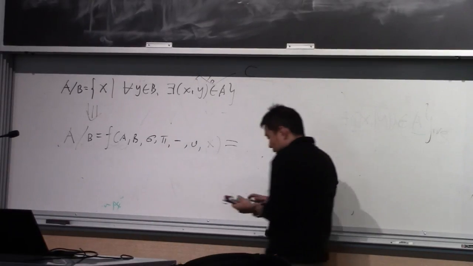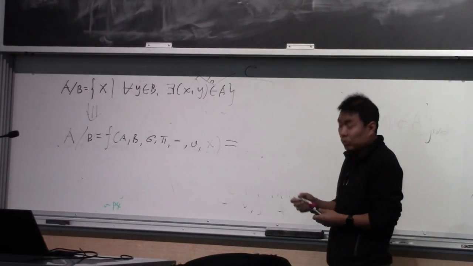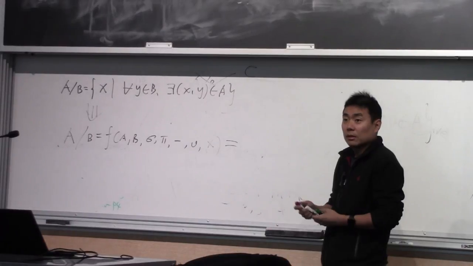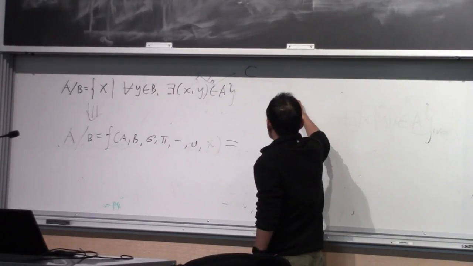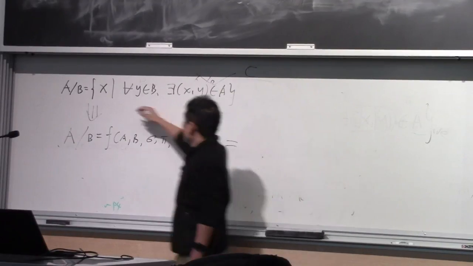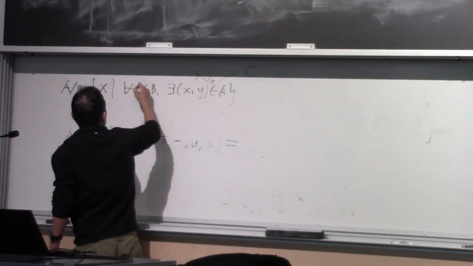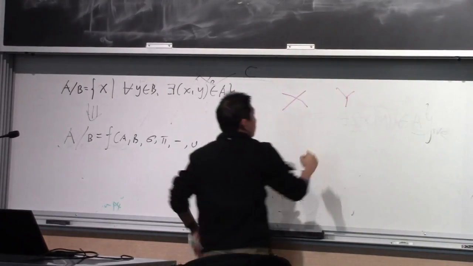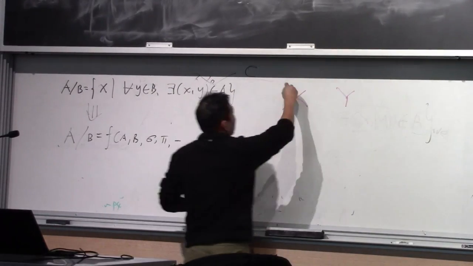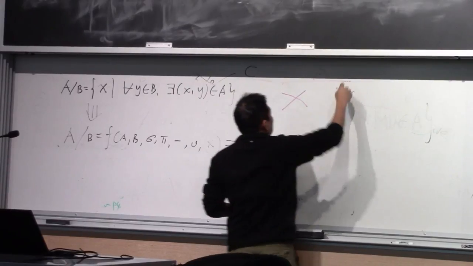In order to do this, I will introduce some notation, okay? I use small letters x and y, and I use capital letter X and capital letter Y to denote the schema of A, and this is the schema of B.